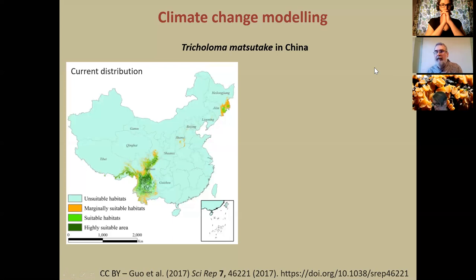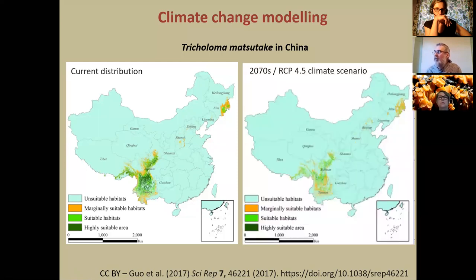So we don't have any analyses for Australia yet, but this is just an example for Tricholoma matsutake in China. This is a well-known edible species for which there's a lot of information. And this is the current distribution here, with a model saying there's very good areas for that species based on the known distribution down here in south China, but also up here in the Jilin region. So those are the two areas where it occurs, and on the current modelling, they're good for it.